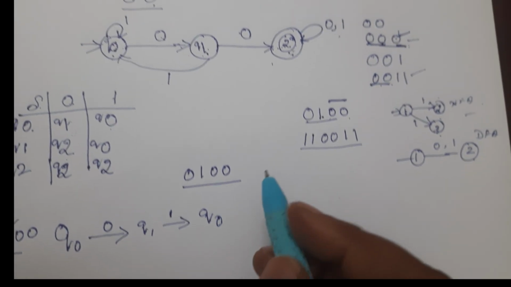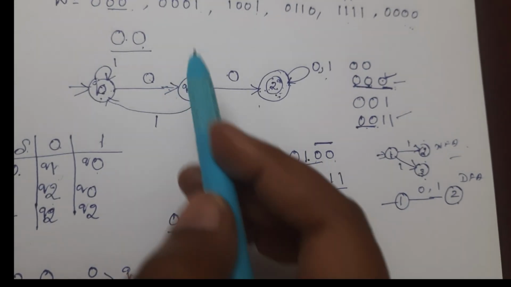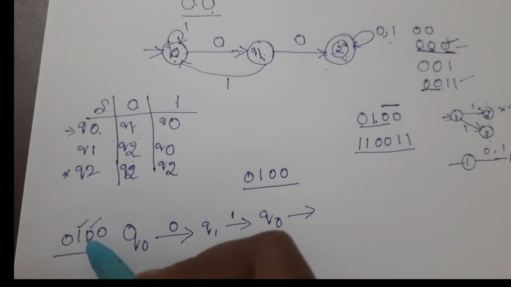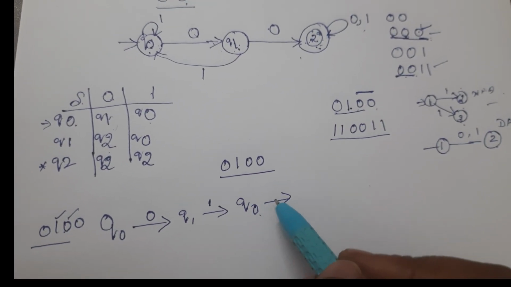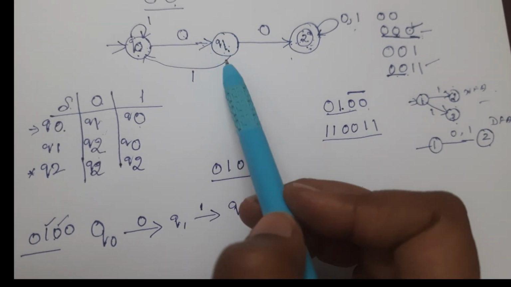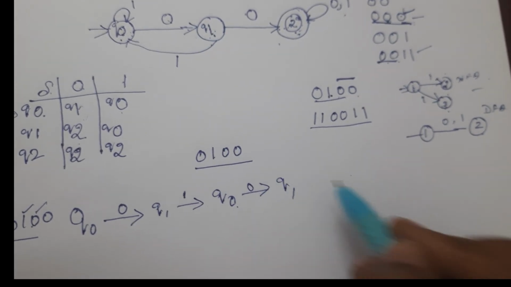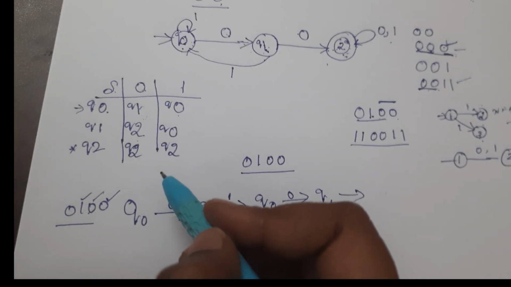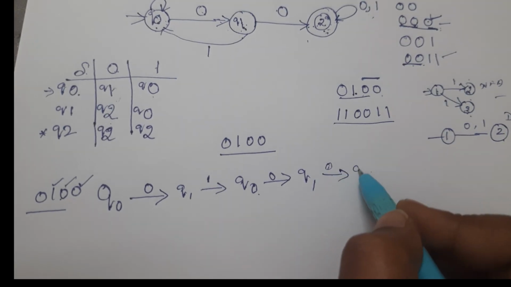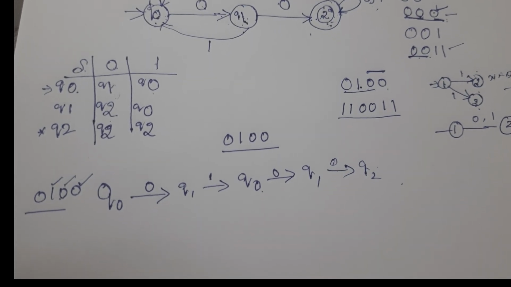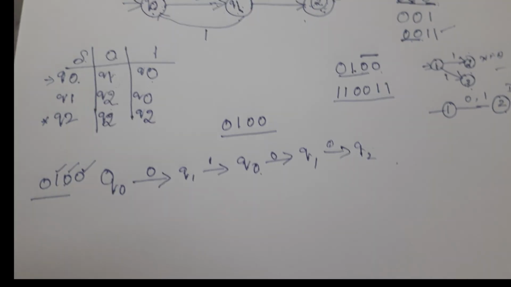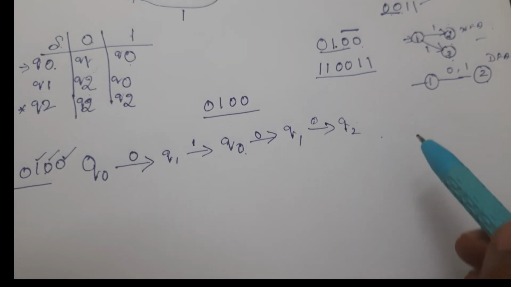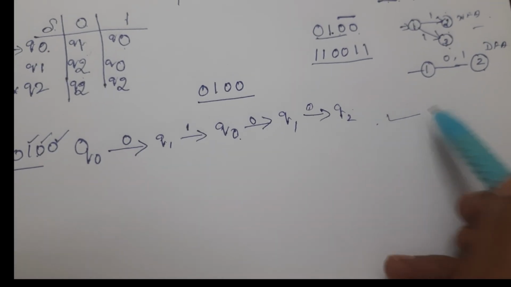So Q0. And from Q0, the current input that we need to process is 0. From Q0, when you give 0, you will be moving to Q1. From Q1, my current input is 0, so from Q1, if you give 0, you will be moving to Q2. So this is the informal method of tracing any input. In any part of your problem solving, you can use this method.